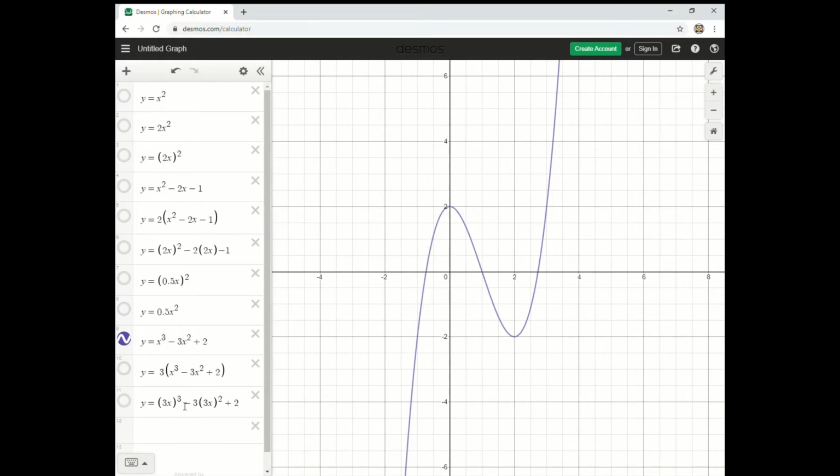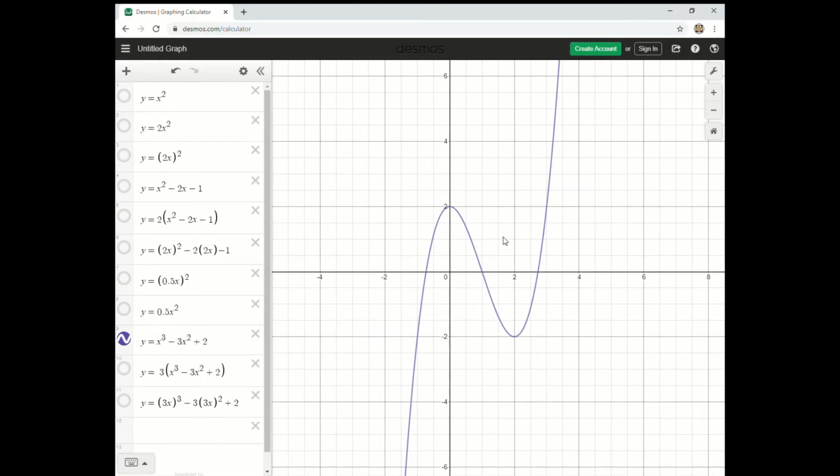So last one. Here we have the 3 put inside the function. So we're looking at this function here, and I'm replacing x by 3x. So instead of x cubed, I've got 3x cubed. Instead of minus 3x squared, I've got minus 3, there it is, 3x squared, because I'm putting the 3 inside the function. So what should happen?